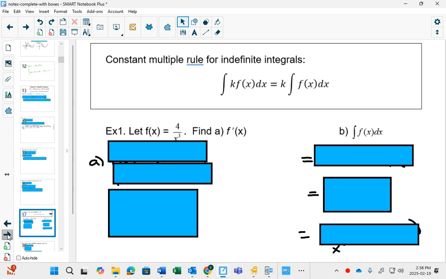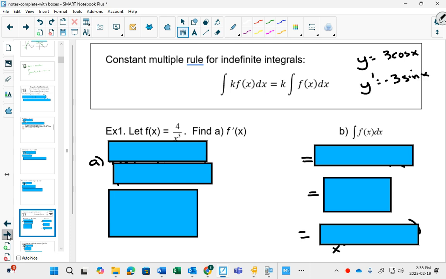Property number 2. If you have some constant, like k is just a regular number, like 2, 3, 5, any number, and it's inside the integral, you can pull that k outside of the integral, just like we did for derivatives, right? For example, what's the derivative of 3 cos x? Right? Minus 3 sine x.